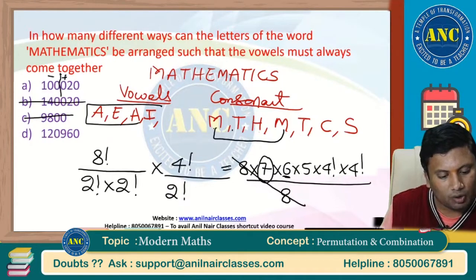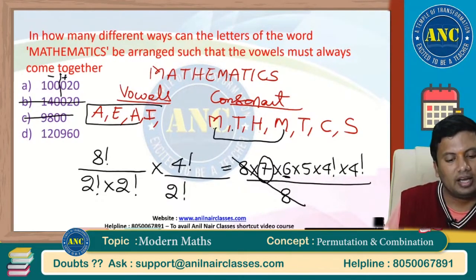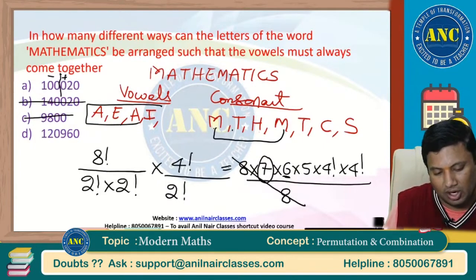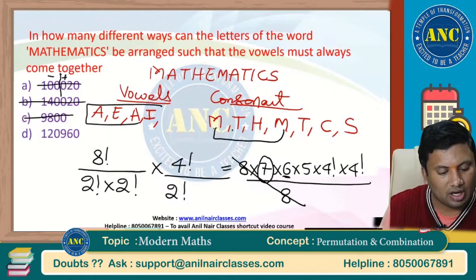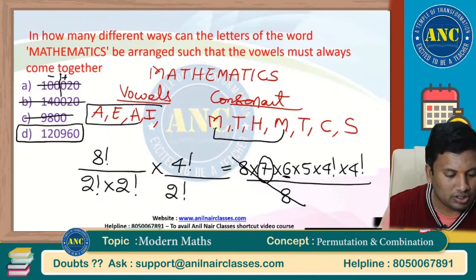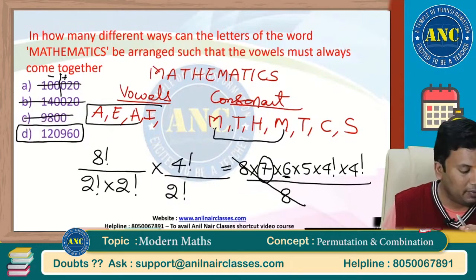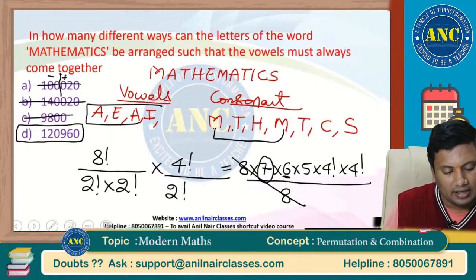7. Take a group of 3 digits, alternate. 100 minus 20, it is 80. 80 is not divisible by 7. These out. Answer is 120960. Everybody, I hope it is clear, right?